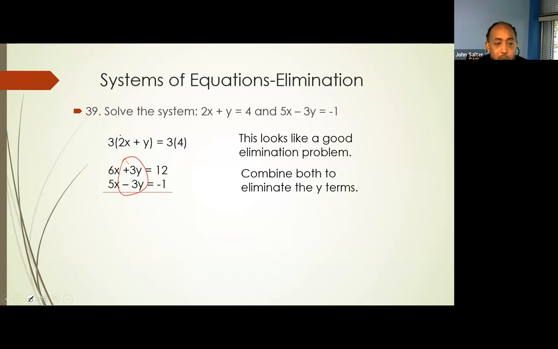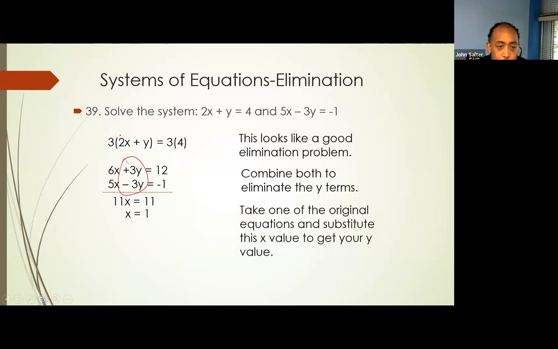I'm going to combine these to eliminate. I'm left with just x's and numbers. And I can solve for that, getting x equals 1. And now that I know what one variable is, I can plug it into either equation and solve for the other. So I plug it into that first equation again. So 2 1s plus y equals 4. So 2 plus y is 4. If I subtract that 2, I get y equals 2. I got an x value 1, y value 2. My answer is 1, 2.